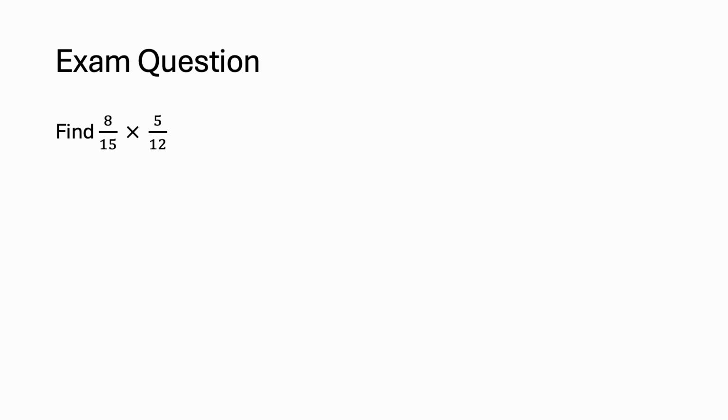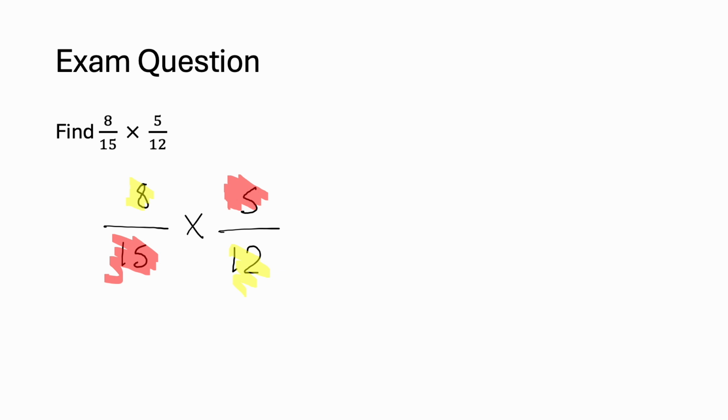We've got 8/15 times by 5/12. So what we could do is essentially do 15 times by 12 and 8 times by 5. But what we can do before we do that is cancel down. When we cancel down, we look at the numbers that are diagonally across from each other. So essentially the 12 and the 8, which are diagonally across of each other, that's one group. And then the 15 and the 5 is another group.